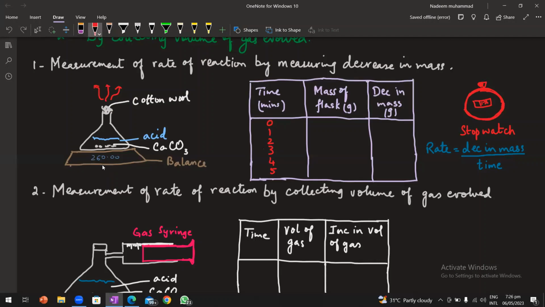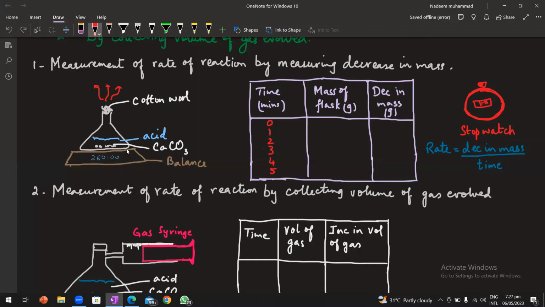Now, we'll see that as the chemical reaction proceeds, the reaction is fastest at the start, and then it slows down. In reactions like this, in which carbon dioxide is given out, the escape of carbon dioxide from the reaction mixture causes the decrease in the mass, and that can be seen with the help of the balance and the time duration, because we will be measuring the decrease in mass at specified time intervals. So for measuring time, we need a stopwatch as well.